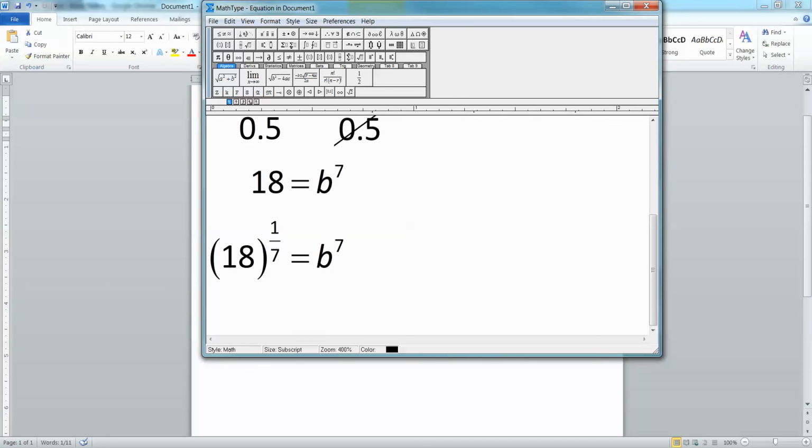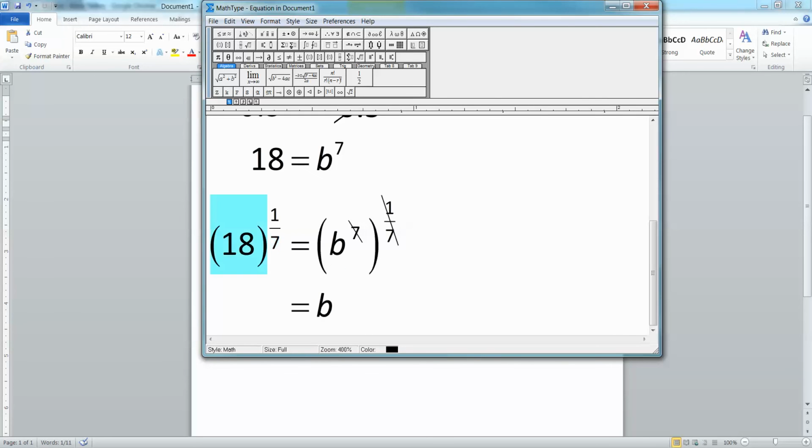And I'm going to take the right-hand side and raise it to the 1/7. Now over here, these two divide away, right? They're going to go away. 7 times the 7th, because it's a power to a power, so you're going to multiply. So that's just going to leave you with b. So over on the right, you're going to have b. Over on the left, you're going to have 18 to the 1/7.